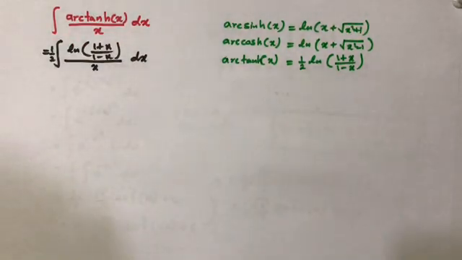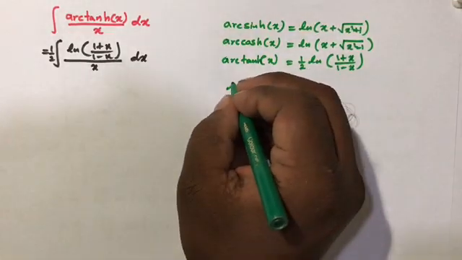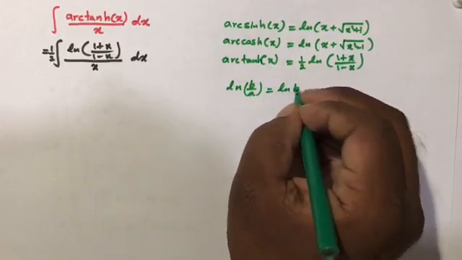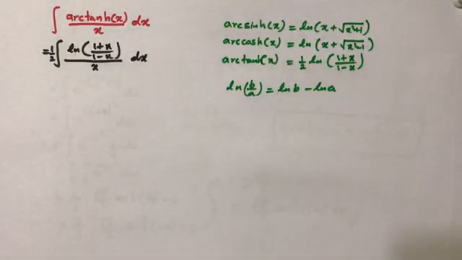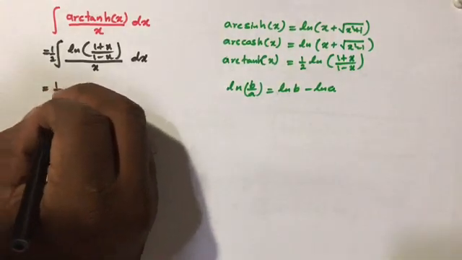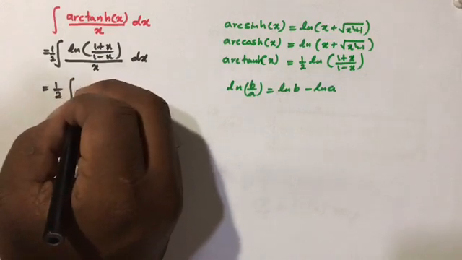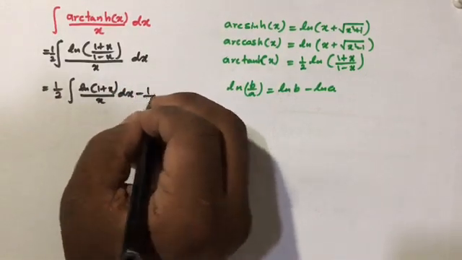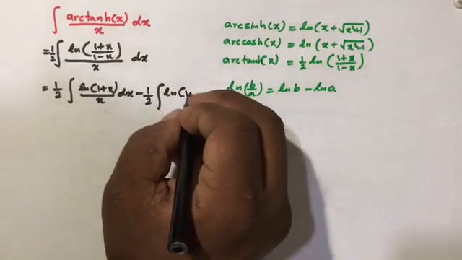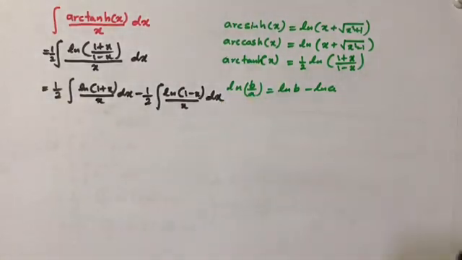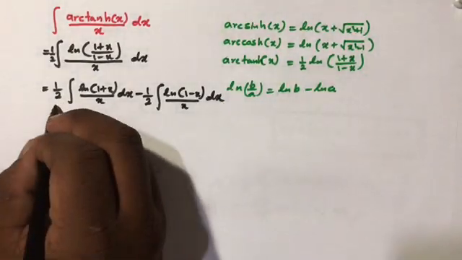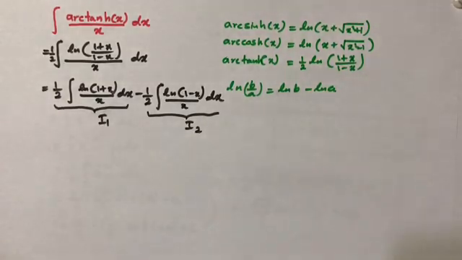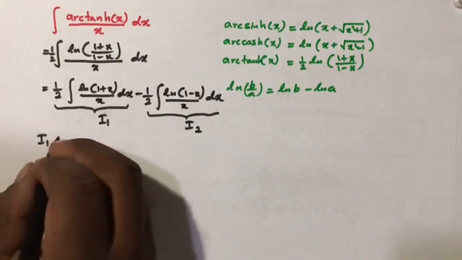Okay, now we know this property of natural log: natural log of b over a is equal to natural log of b minus natural log of a. So we can write our integral is equal to 1/2 integral of natural log of 1 plus x over x dx, then minus 1/2 integral of natural log of 1 minus x over x dx. Well, now I'm going to take this part is equal to I1 and this part is equal to I2.